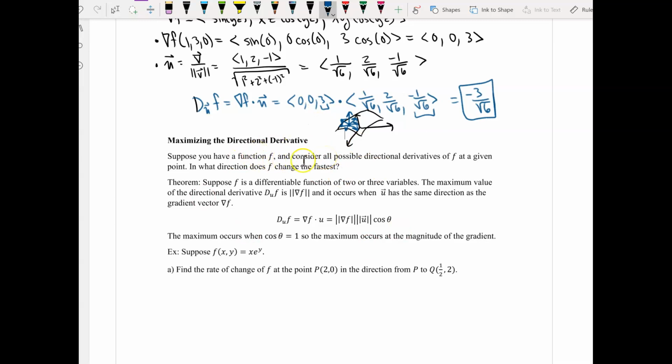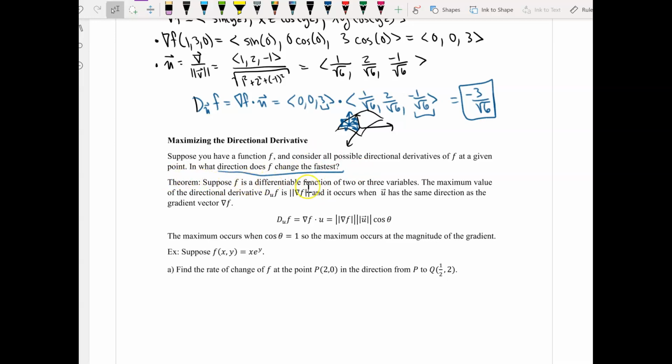So let's say we have a function f, and we are considering all possible directional derivatives of f at a given point. So we want to know in what direction f is going to change the fastest. So which unit vector should we use? Or what vector? So here's the theorem.